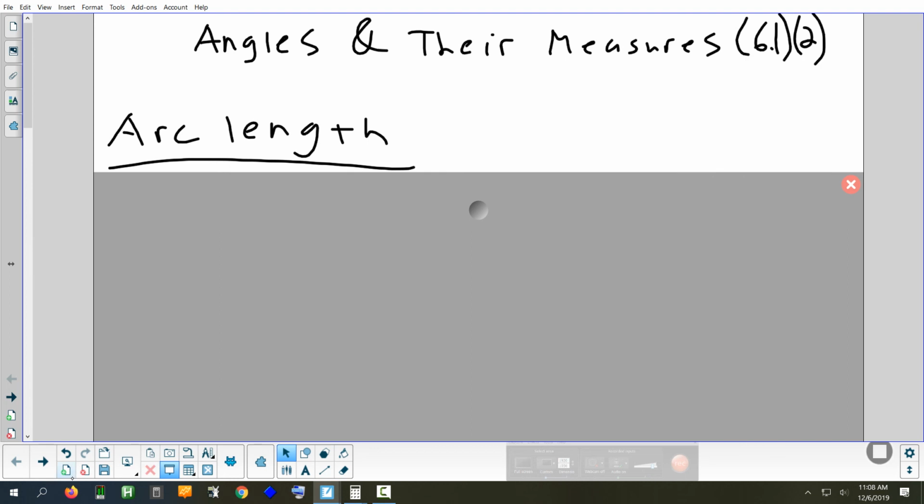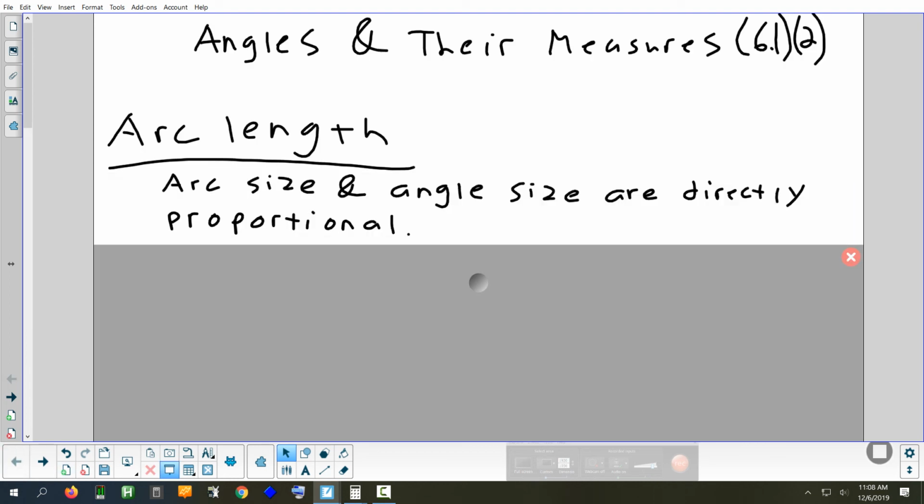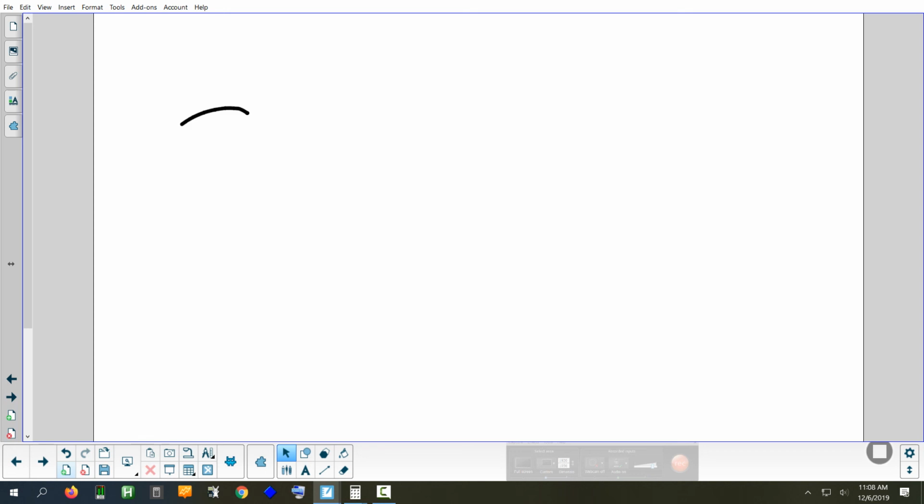So first thing I need to tell you about arc size is how it connects to angle size. And they are what we call directly proportional. I'm going to draw a picture of what that means. It's a very easy concept to understand. But arc size and angle size are directly proportional. Okay, so let me make a circle.